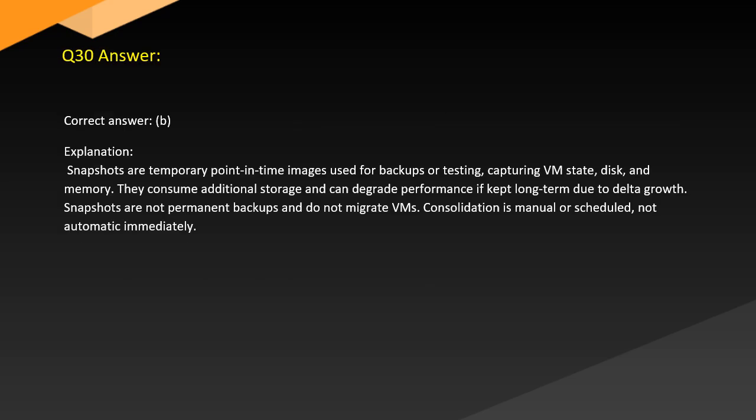Answer. Correct answer: A. Explanation. Snapshots are temporary point-in-time images used for backups or testing, capturing VM state, disk, and memory. They consume additional storage and can degrade performance if kept long-term due to delta growth. Snapshots are not permanent backups and do not migrate VMs. Consolidation is manual or scheduled, not automatic immediately.